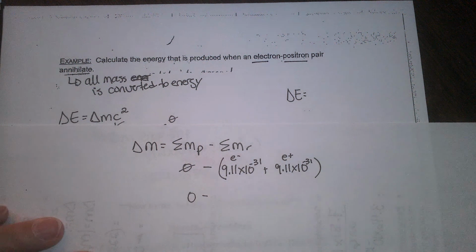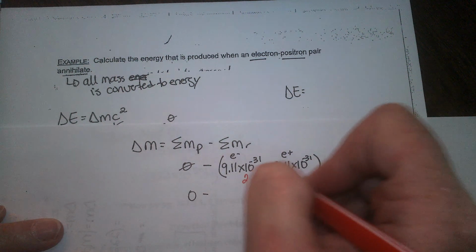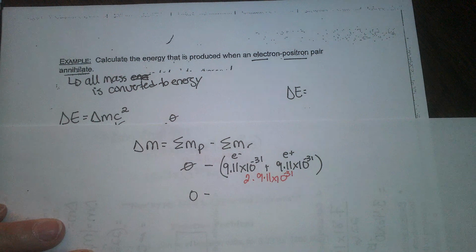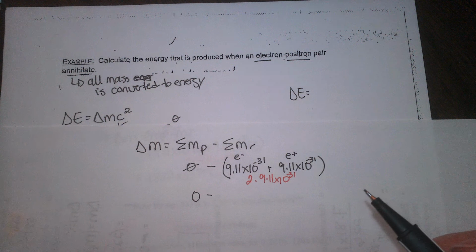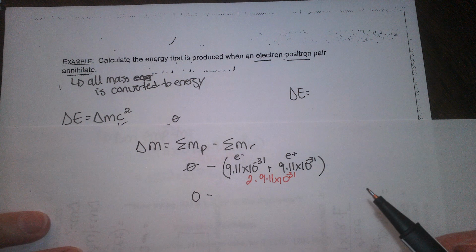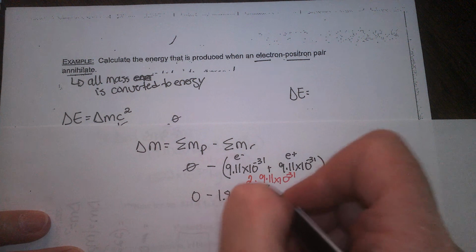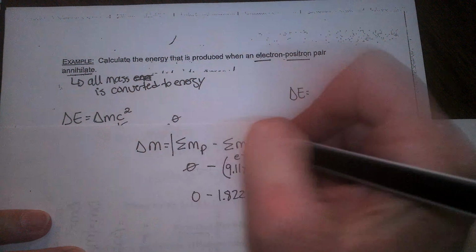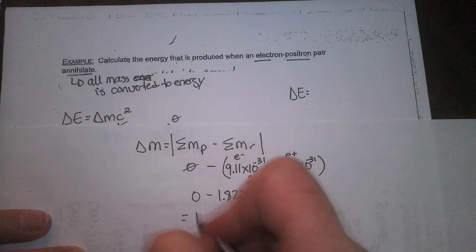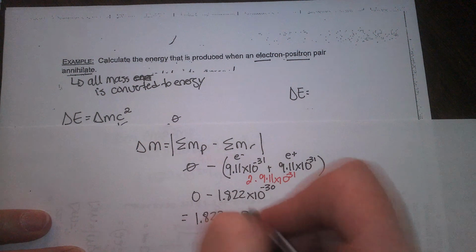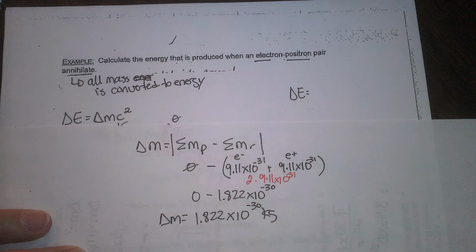So then I have 0 minus. This is the same as saying 2 times 9.11 times 10 to the negative 31. And so 9.11 times 10 to the negative 31 plus 9.11 times 10 to the negative 31 is 1.822 times 10 to the negative 30. But we also look at the absolute value, so it doesn't matter that this is negative. 1.822 times 10 to the negative 30 kilograms is our delta M.